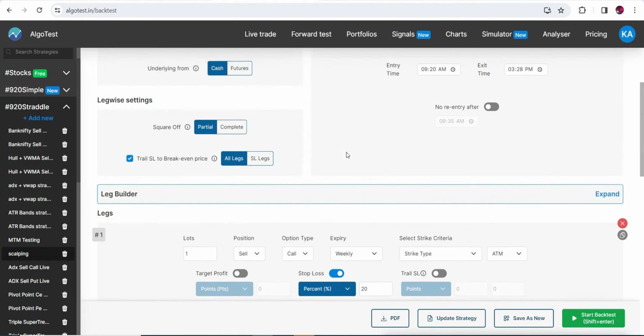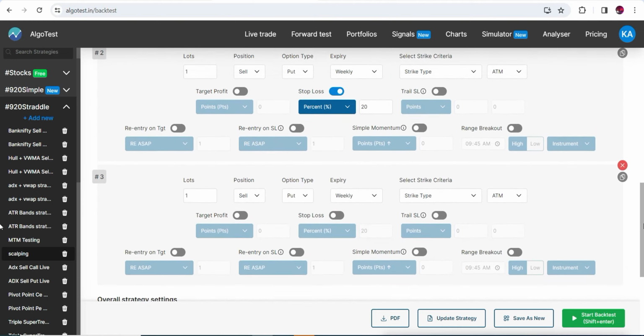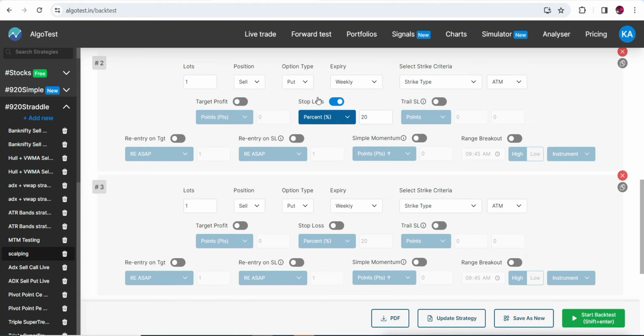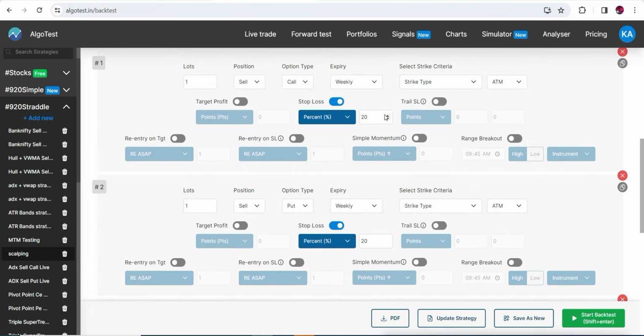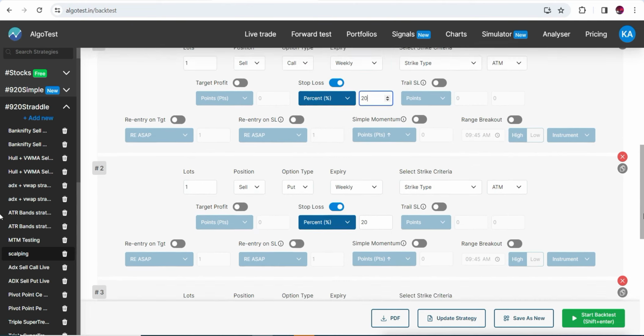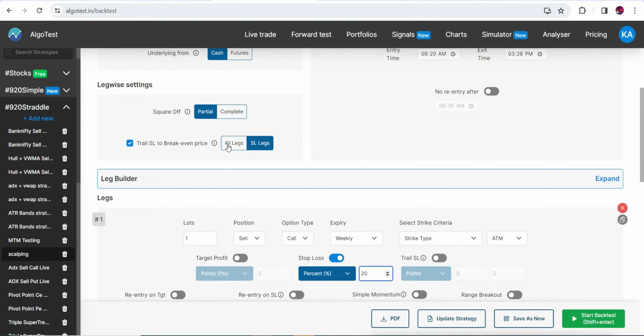But if we select SL legs, then it will only move the stop loss to break even price for the legs whose stop loss is defined. For example, we have defined 20% stop loss here. Here we have not defined any stop loss. So assume this put side stop loss is hit, then it will move this leg one call side stop loss to break even price. But it will not move the stop loss of this side to break even price because we have not defined any stop loss.